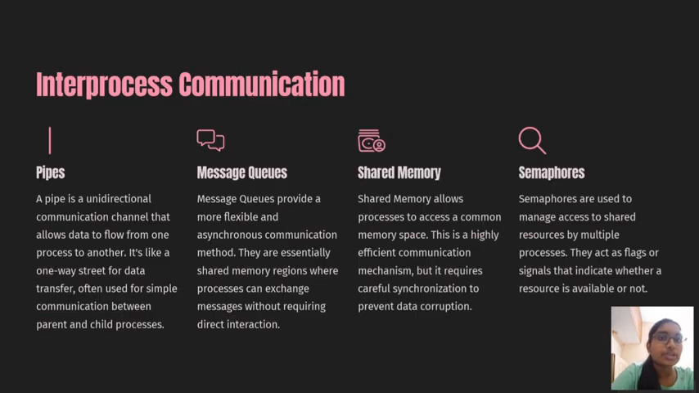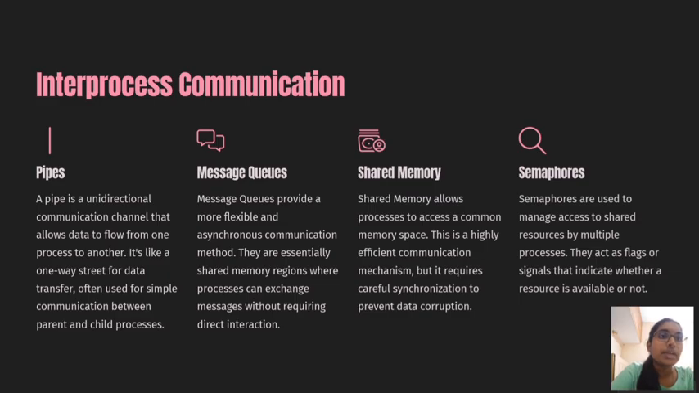Inter-process communication. Pipes. A pipe is a unidirectional communication channel that allows data to flow from one process to another. It's like a one-way street for data transfer, often used for simple communication between parent and child processes. Message queues provide a more flexible and asynchronous communication method. They are essentially shared memory regions where processes can exchange messages without requiring direct interaction.